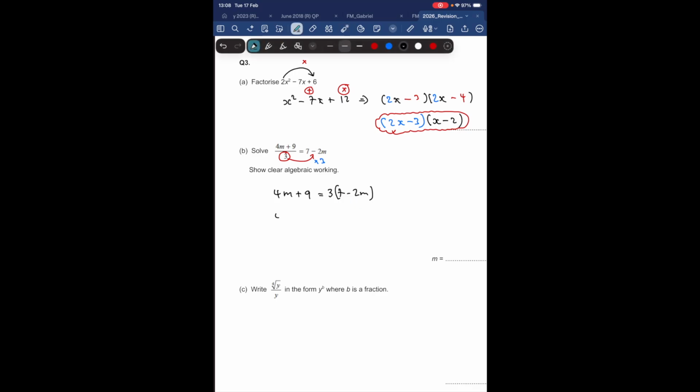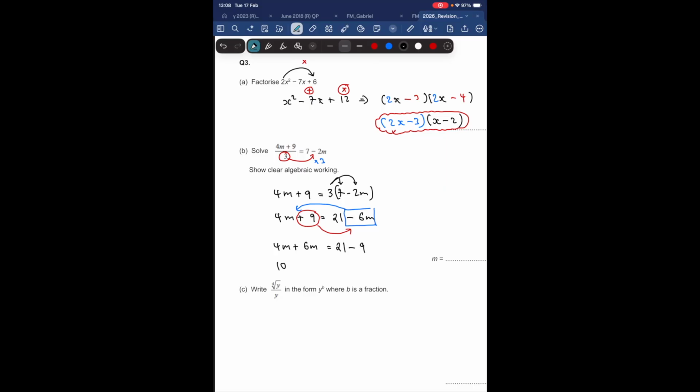Now, this becomes a normal straightforward equation where we have to multiply out this single bracket on the right. So if we go ahead and do that, we're going to get 4m plus 9 equals 3 times 7 is 21, minus 3 times 2, which is going to give us minus 6m. Bring all the m terms over to the left, and anything that doesn't have an m in it, bring it over to the right-hand side. So we're going to get 4m plus 6m equals 21 minus 9.